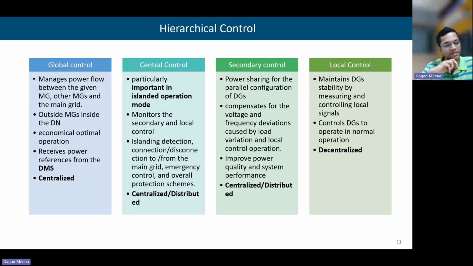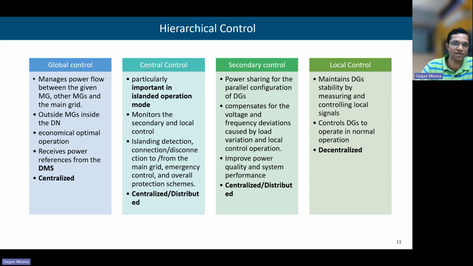And this is the difference between all the control levels which we have already discussed. Here the local control, you see, it is always decentralized. We already discussed this. Whereas global is always centralized. And central and secondary can be centralized or distributed. Here the aim is it maintains DG stability by measuring and controlling local signals. It controls the DGs to operate in normal operation.